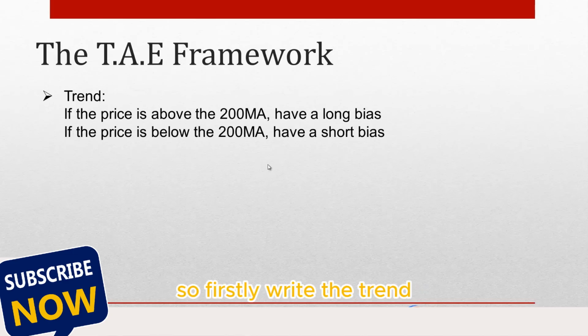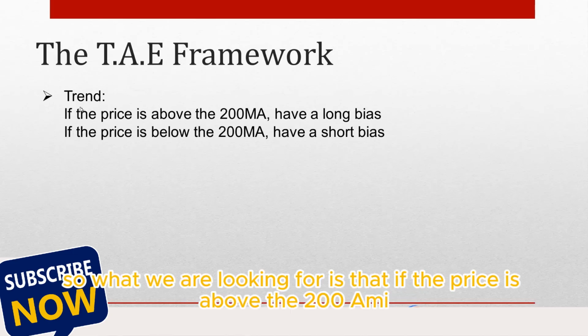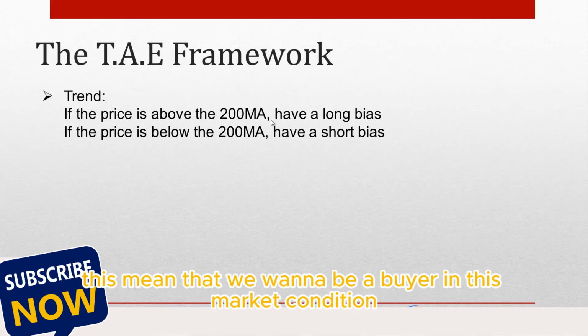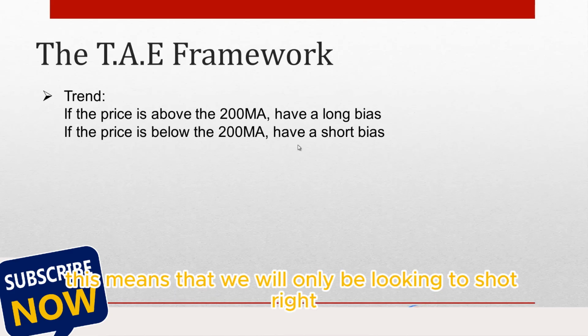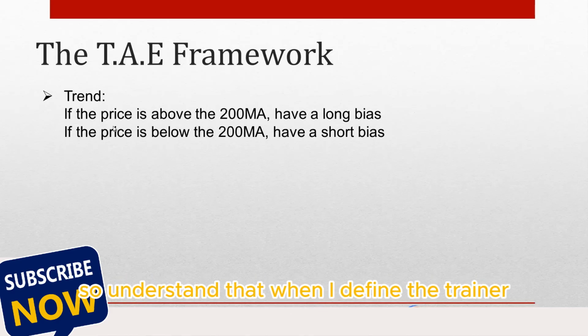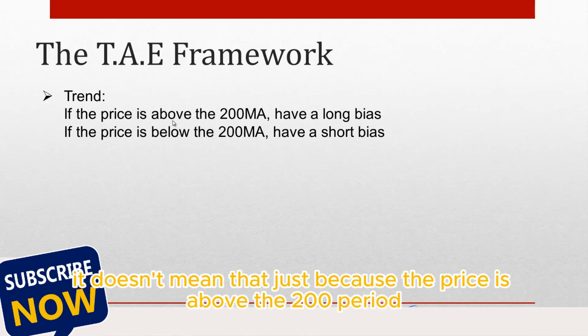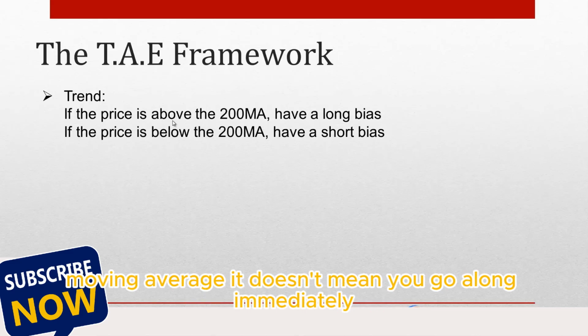So firstly, the trend. What we are looking for is that if the price is above the 200 MA, we will have a long bias. This means that we want to be a buyer in this market condition. If the price is below the 200 MA, then we'll have a short bias. This means that we will only be looking to short. Understand that when I define the trend, it doesn't mean that just because the price is above the 200 period moving average, you go long immediately.